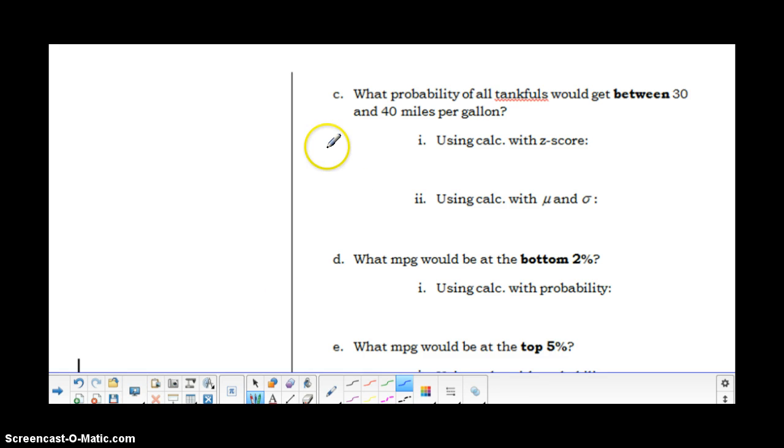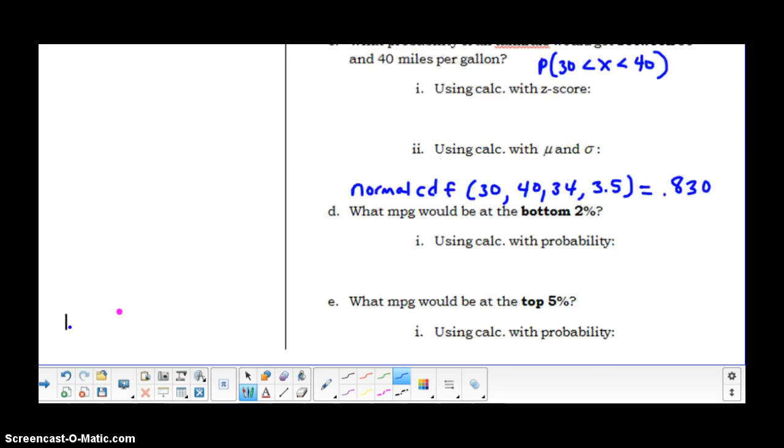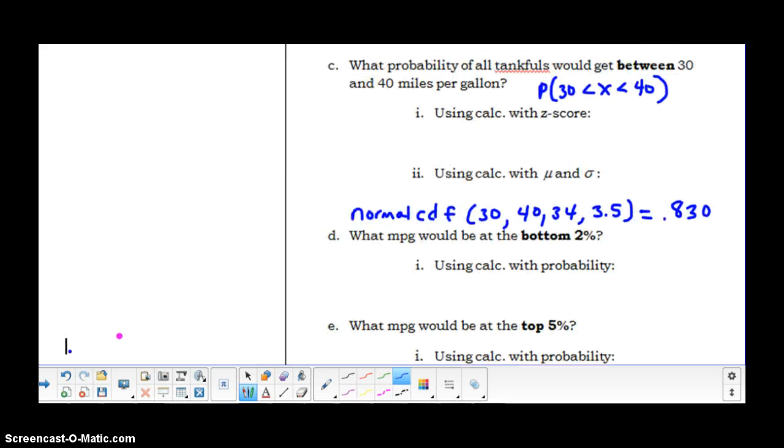Okay, for our last for the video tonight will be part C here, and they're asking between. This one's saying between 30 and 40, we find that x stays between 30 and 40, so our lower would be 30, our upper is 40, and staying mean and standard deviation. And when you put that in the calculator, you get 0.83.